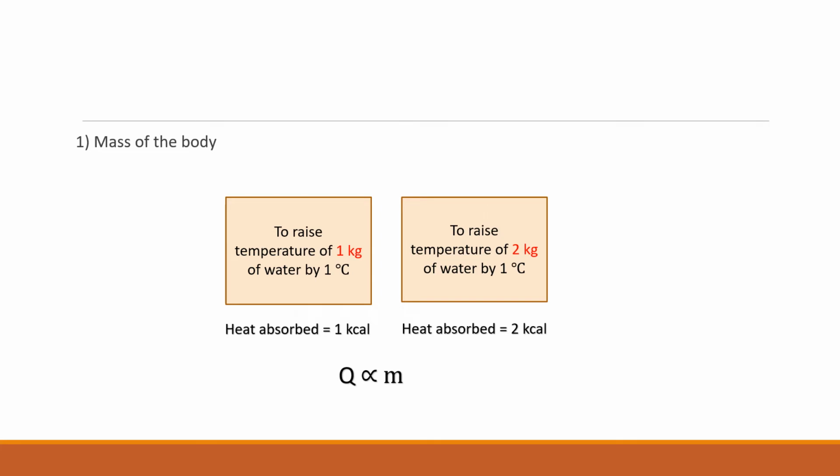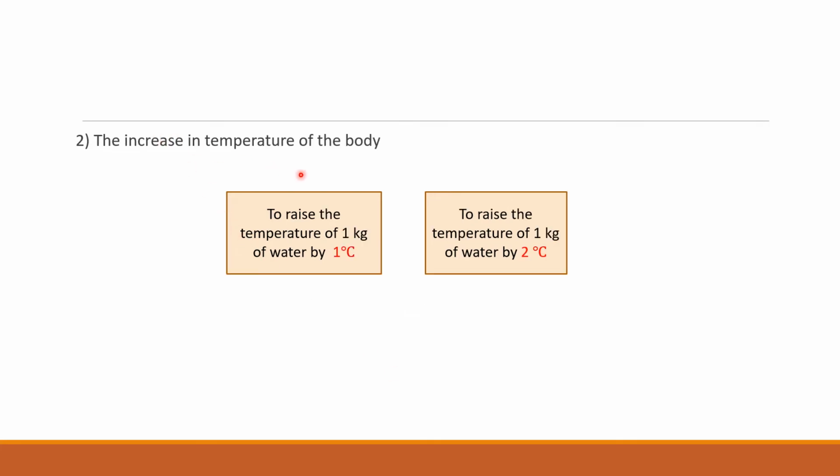Let's move to the second, increase in temperature. Here, the mass is 1 kg of water in both cases. However, to raise the temperature by 1 degree centigrade, heat absorbed is 1 kilocalorie. And here, to raise the temperature by 2 degree centigrade, heat absorbed is 2 kilocalorie. This shows that the quantity of heat absorbed is directly proportional to the rise in temperature.